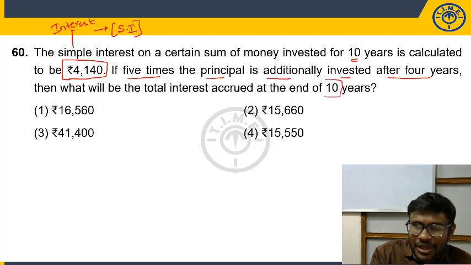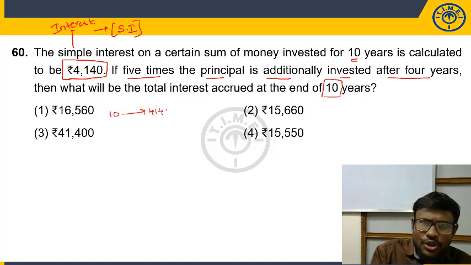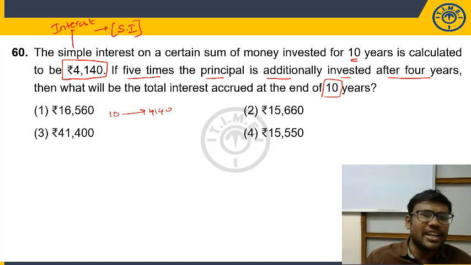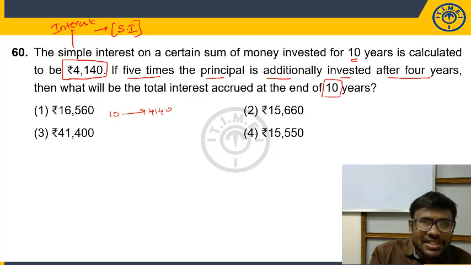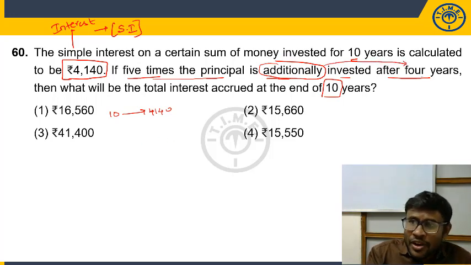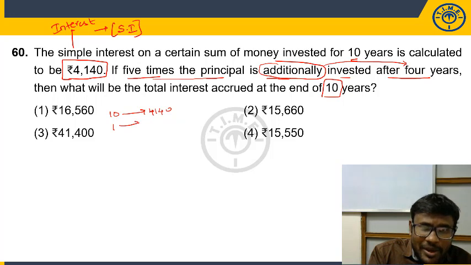So what is given is, for 10 years you are getting an interest of 4140. So if the principal is constant throughout the 10 years, you are getting an interest of 4140. Now, in the second case, 5 times the principal is additionally invested after 4 years. For the first 4 years, each year you'll be getting an interest of 414.